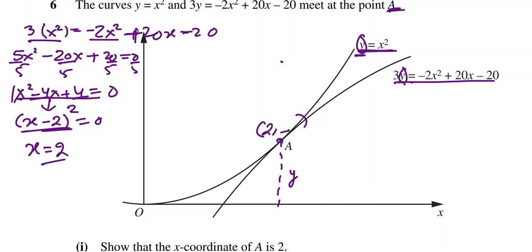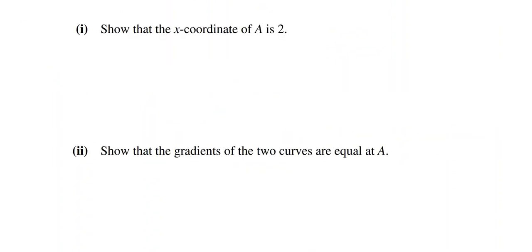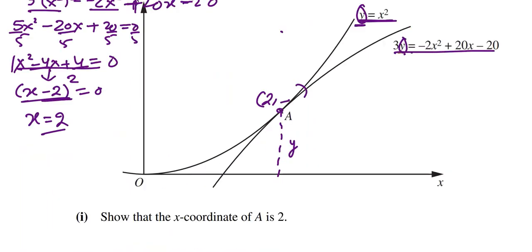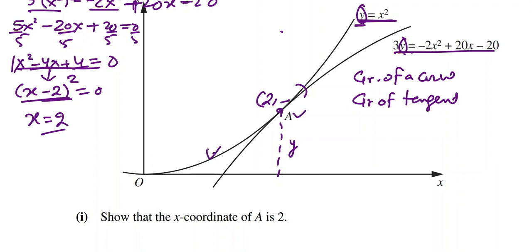Let's go to the next part of this question, which says: show that the gradient of the two curves are equal at A. So what is the gradient of a curve? Gradient of a curve is the same as gradient of the tangent. And obviously the tangent to this curve and this curve at this point will be the common tangent for both. But what can we do? We can just find the gradients of the two at x equal to 2. For that, we'll have to differentiate.